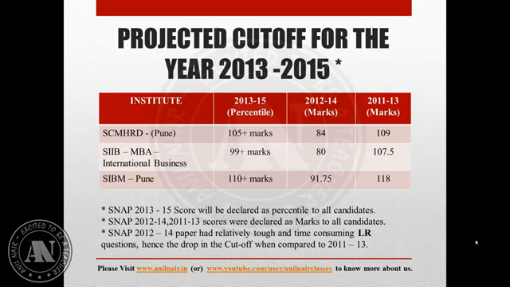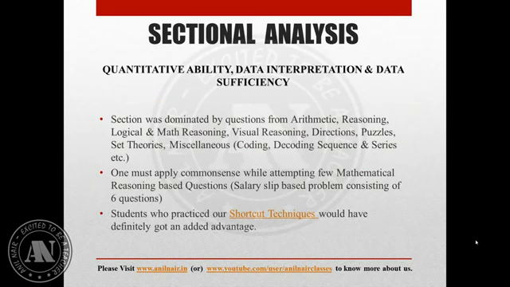SIIB, it would be 99 plus marks. I repeat the point again: this year SNAP scorecards will be declared as a percentile to all candidates. Let us see the sectional-wise analysis. Quantitative ability, data interpretation and data sufficiency.